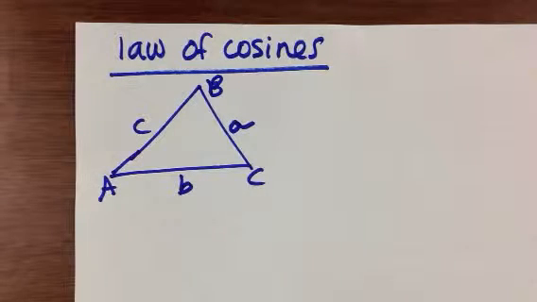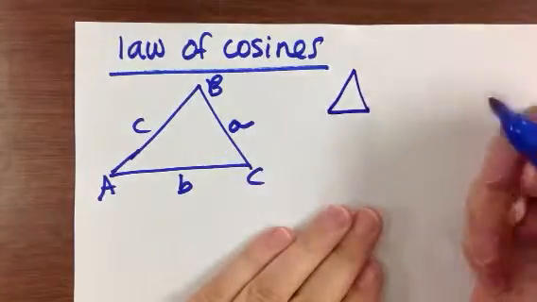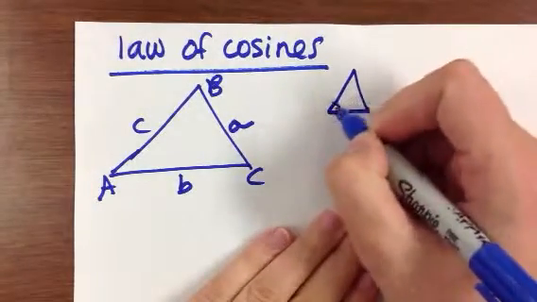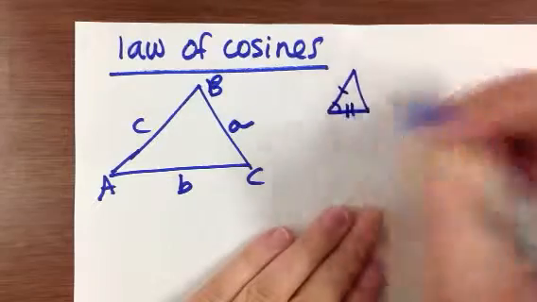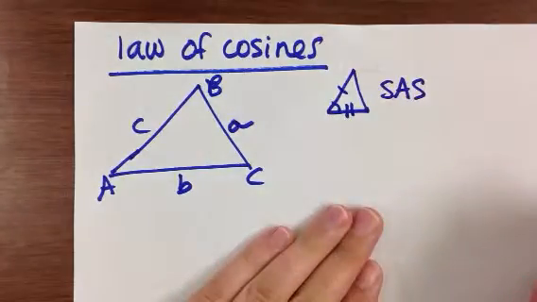So you just watched a video of proving the law of cosines, so now we're going to see practically how we can make this work. And just to clarify, the law of cosines can be used when we know an included angle between two given sides. So side, angle, side, we would use the law of cosines.